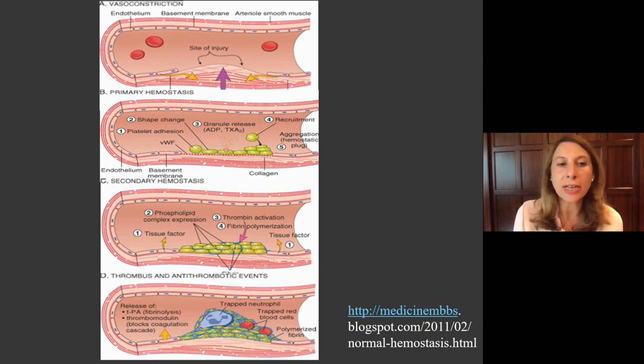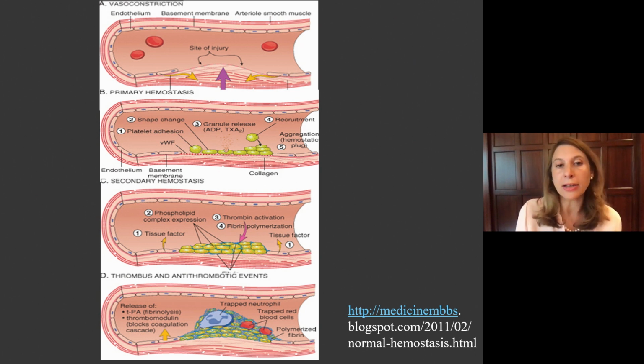Next, we have secondary hemostasis. This depends on phospholipid complex expression at the site of the platelets, but also release of tissue factor from the endothelial cells. The tissue factor initiates the coagulation cascade, all for the process of thrombin activation, which then results in fibrin polymerization.